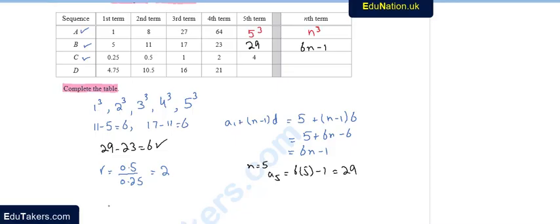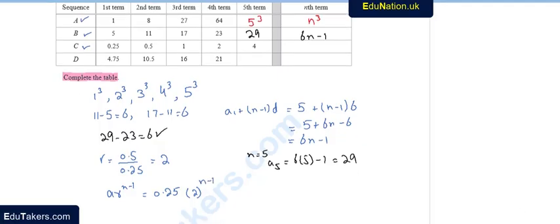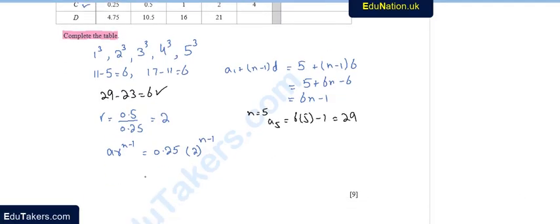So by using ar raised to power n minus 1, now first term is 0.25 and common ratio is 2, and it's raised to power n minus 1. Now simplifying it, 0.25 times, it can be written as 2 raised to power n times 2 raised to power minus 1, which is equal to 0.25 over 2 multiplied by 2 raised to power n.